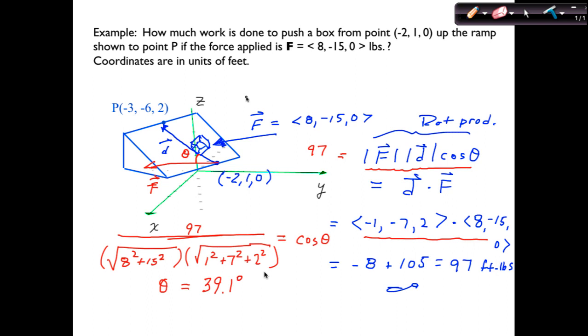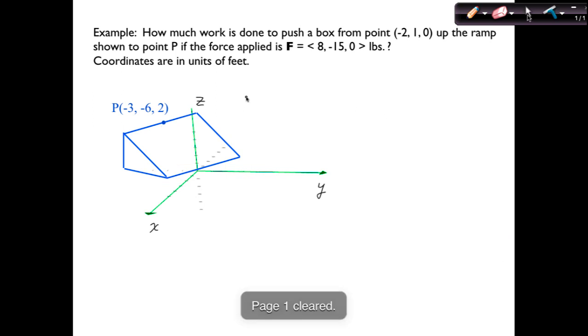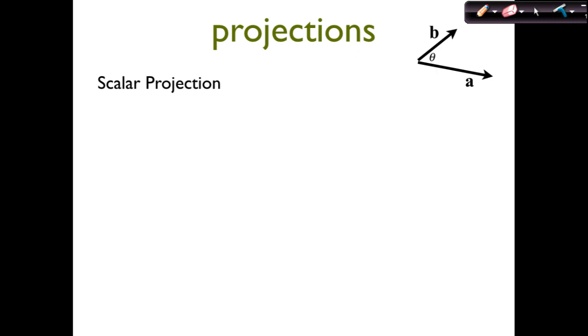Okay, understand how to use the dot product to find the angle between vectors. Does it make sense? Any questions on what I did there? Okay, so there's another thing related to dot product. It's called projections. The first is the scalar projection, and then there's the vector projection. So we're going to be looking at the scalar projection of B onto A and the vector projection of B onto A.